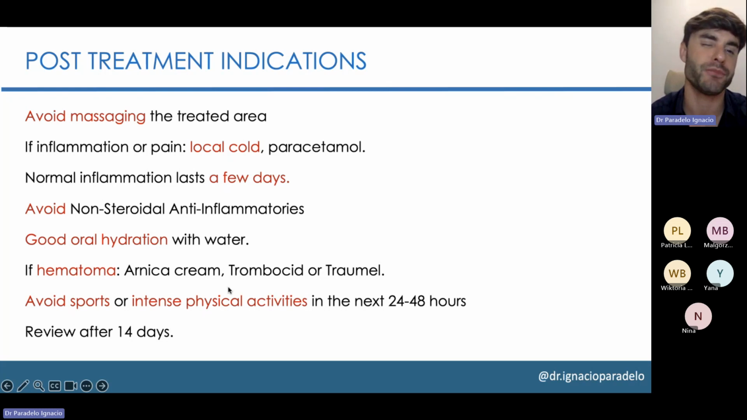They have to hydrate with water, because hyaluronic acid is a product that retains water, so they have to drink water. If a hematoma appears, they can use different creams to treat the hematoma, and also to avoid inflammation or to prevent hematomas, they have to avoid sports or intense physical activities in the next 24 or 48 hours. And we have to make a review after 40 days.